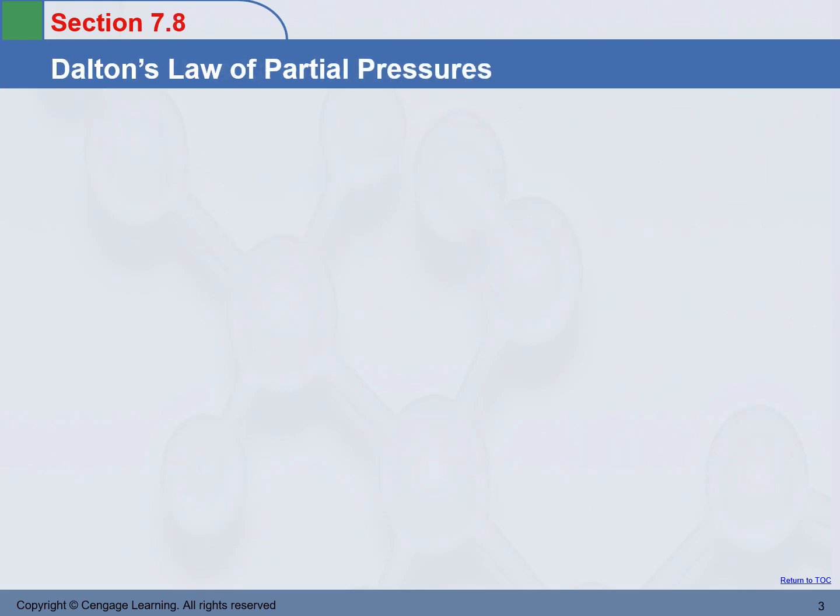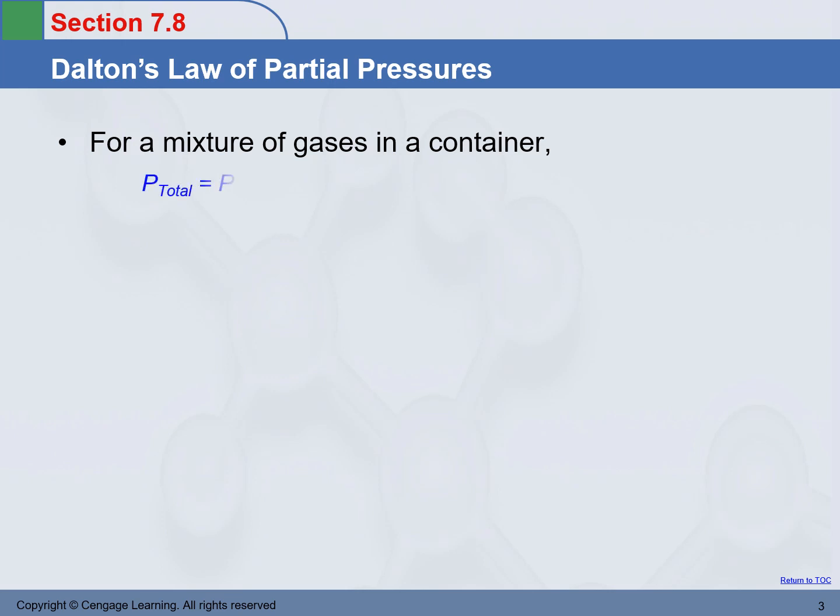Dalton's law of partial pressures. Dalton's law talks about a mixture of different gases. If you have different gases in a container, the total pressure will be the sum of the pressure exerted by each individual gas by itself. So there are 3 gases, for example, the pressure from gas 1 is P1, from gas 2 is P2, gas 3 is P3, then the P total is P1 plus P2 plus P3.